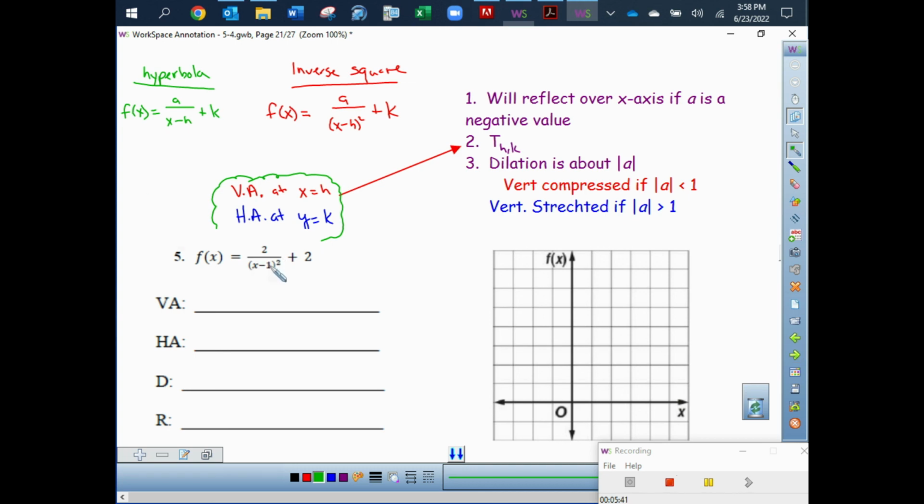Again, recognize. Hyperbola or inverse square. See the quantity squared? That's an inverse square, baby. 2 steps. Step 1, step 2. Has it been reflected over the x-axis? Nope. Translated, 1 unit to the right, because it's opposite game, 2 units up. Asymptotes, x equals 1, y equals 2 for our vertical and horizontal. Graphing those in real quick. And inverse squares, they're the volcano-looking dude, right?